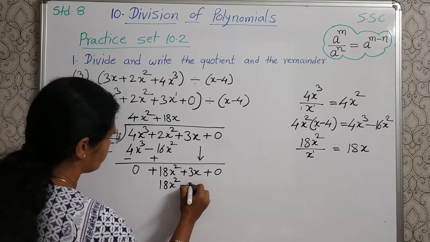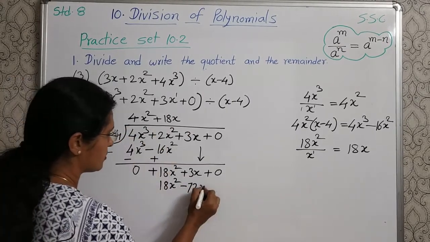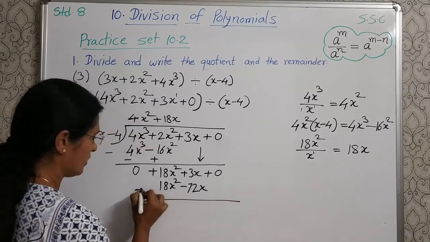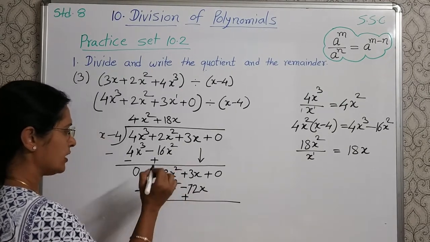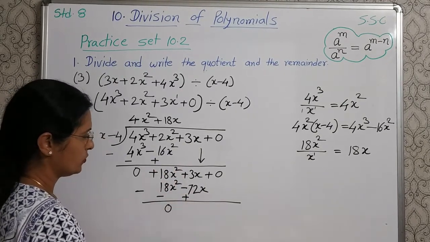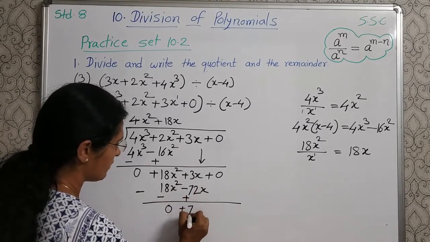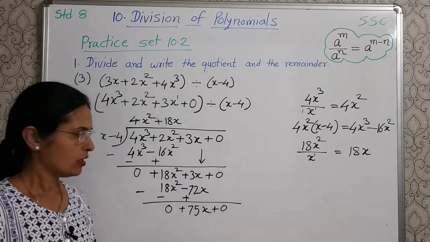18 4s are 72 and x. So write it below this. Now subtract. Change the sign. Here it will become minus and here plus. So 18x square minus 18x square is 0. Plus 3x and plus 72x is plus 75x plus 0.